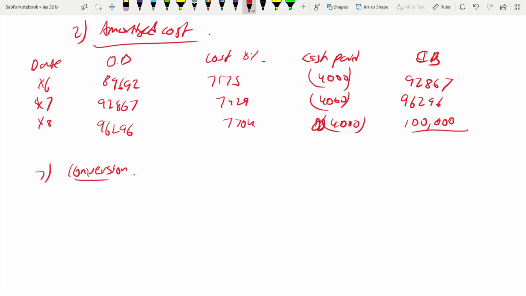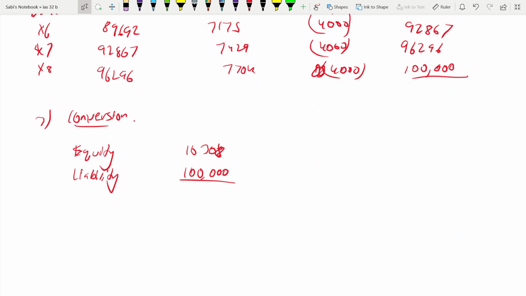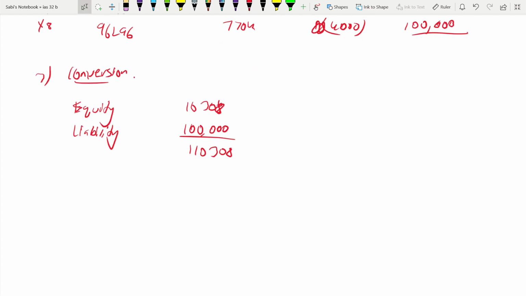Okay. So equity. On 31st December 2008, in your statement of financial position, equity or liability. Equity will be 10,308, the balancing figure. Liability is 100,000. See, we already did this separation. You might say that liability is 89,692. No, we already did that to find equity. Once we find equity, liability will be 100,000. Okay, so it will be 110,308.